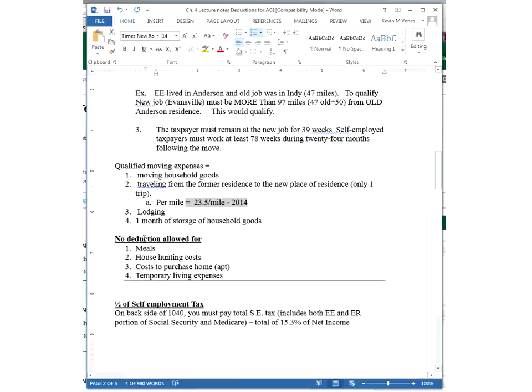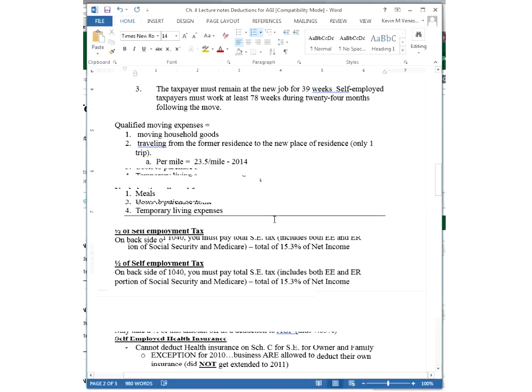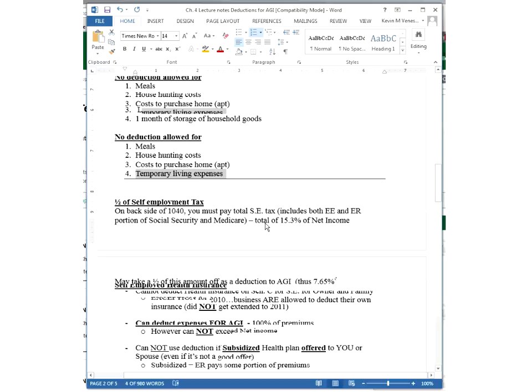What you're able to deduct is any moving van or any rental company that you may hire. That would be okay. You would be able to deduct your traveling from Anderson to Evansville at 23.5 cents a mile. But you can only take that once. So if you took multiple trips, you could only take one trip and actually deduct it by mileage. Notice you're not allowed meals. And maybe another one that is actually kind of necessary, but you're not allowed to deduct, is the house hunting. You go down there looking for a place to live. And any temporary living expenses wouldn't be included either.